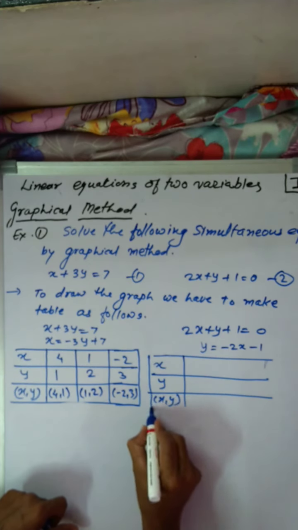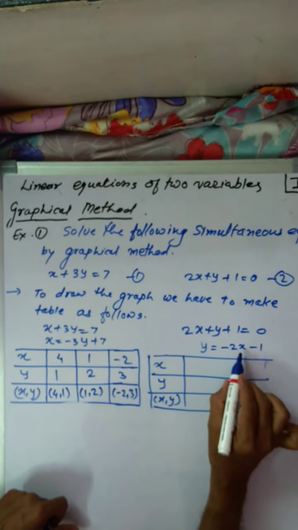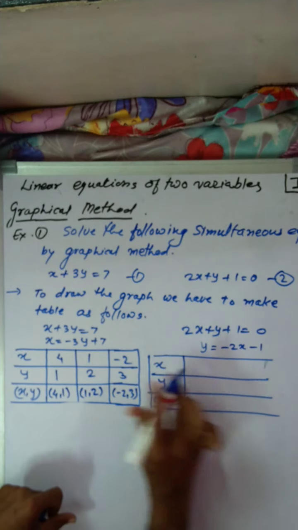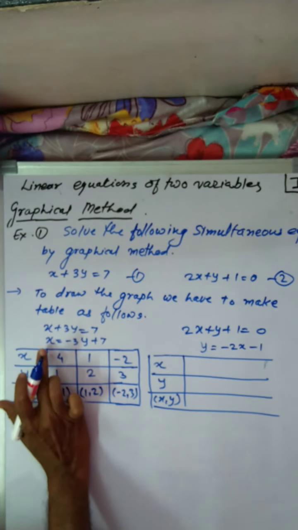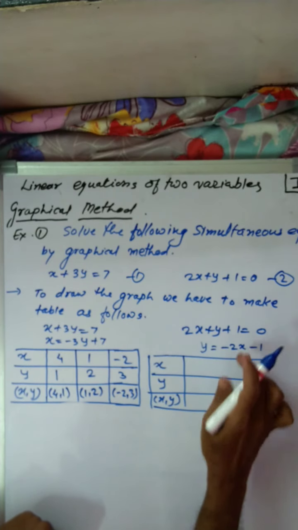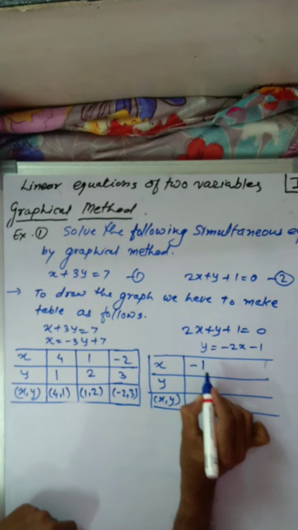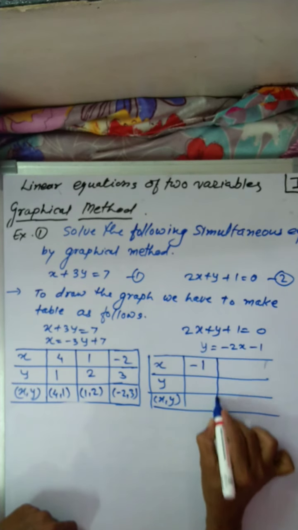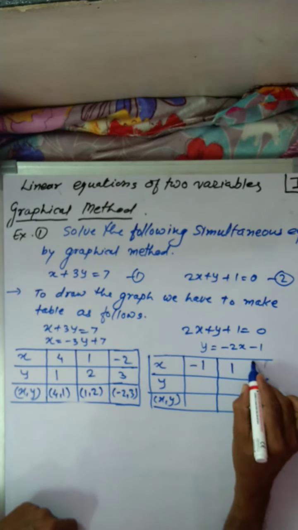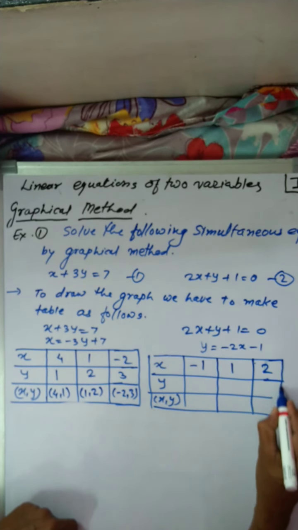Here we get the value of y in terms of x, that means we take the values of x. In the first table, the value of x was in terms of y, hence we took the values of y. Now we take any values of x. Suppose I take minus 1, 1 and 2. That is 3 values I have taken.